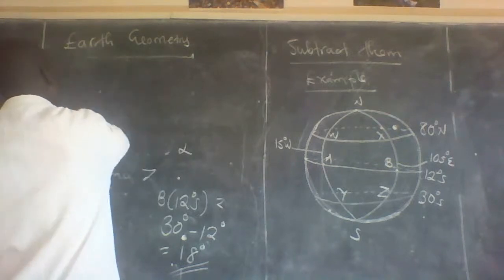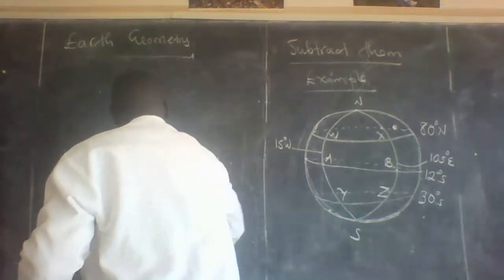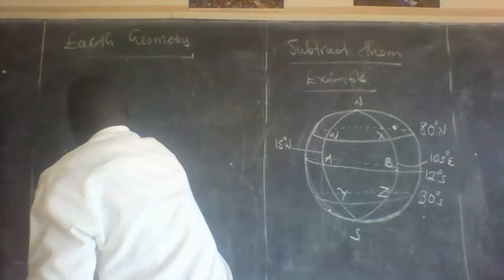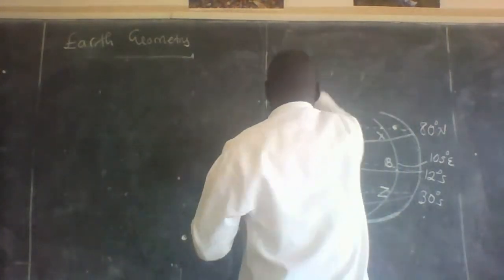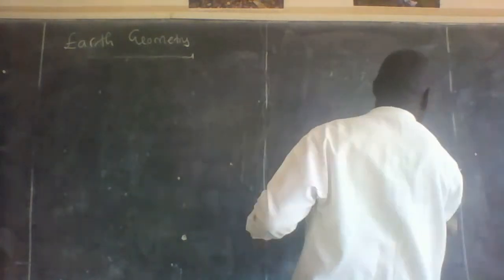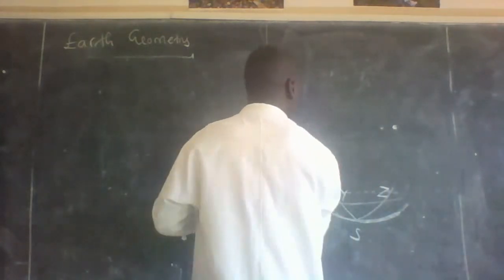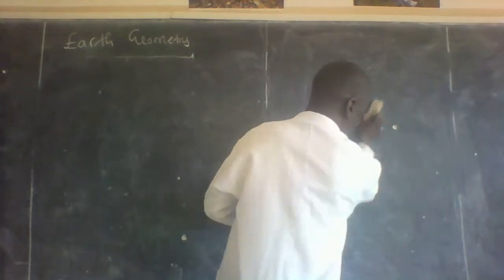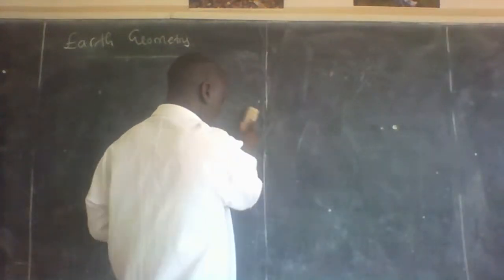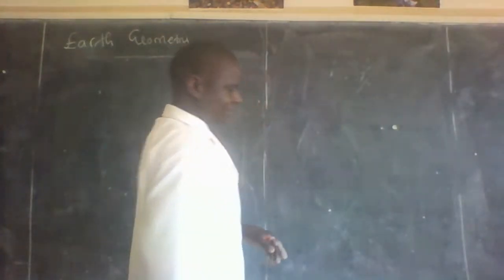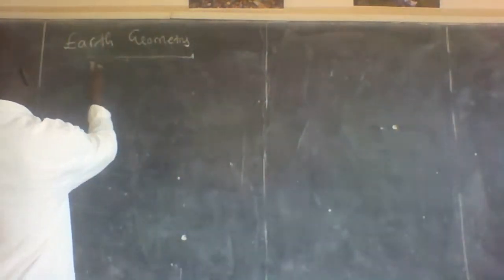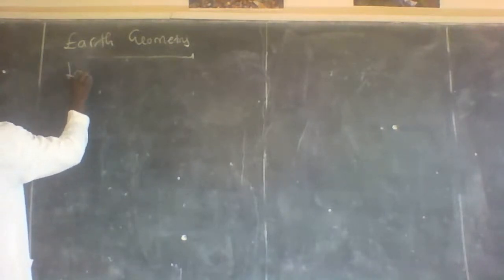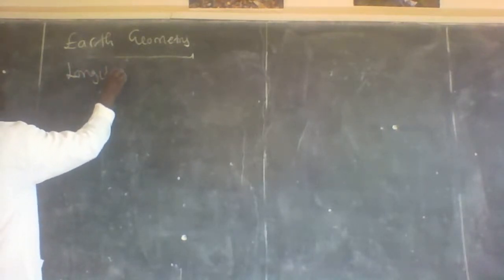So that's from looking at the latitudes. Now the last part, let's see how we can play around the longitudes. Be reminded that regardless of the line that you're considering, provided they are on different sides of the globe, the difference is add. Same side, the difference is subtract. So now we'll be looking at longitudes.